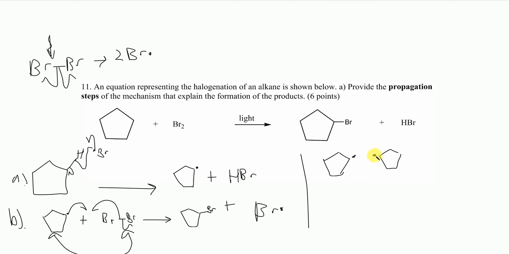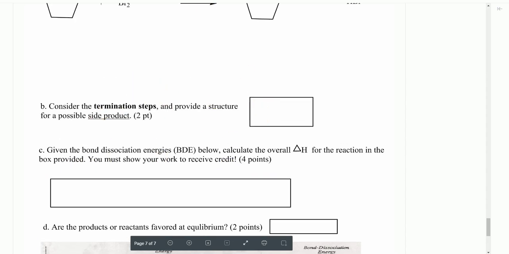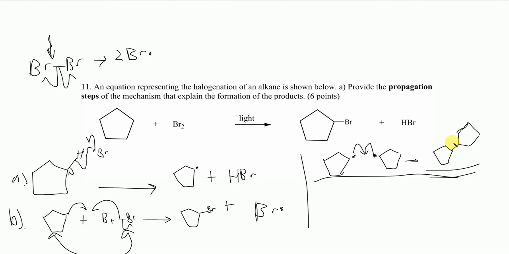So I have these two radicals, and then I have a half reaction, and it gives me this. Okay, I drew that badly, but they're the two rings, okay? And this is what you would draw, okay? You would draw this. And this is what she wants to see, right? So she wants to see, in this box, this structure right here, okay? That's what she wants.